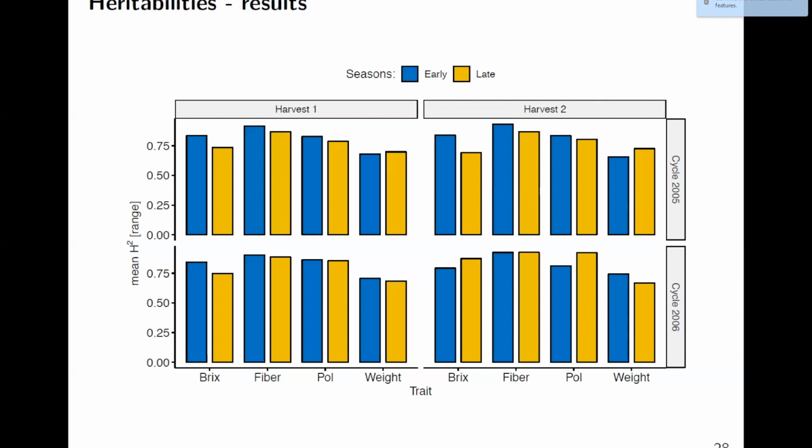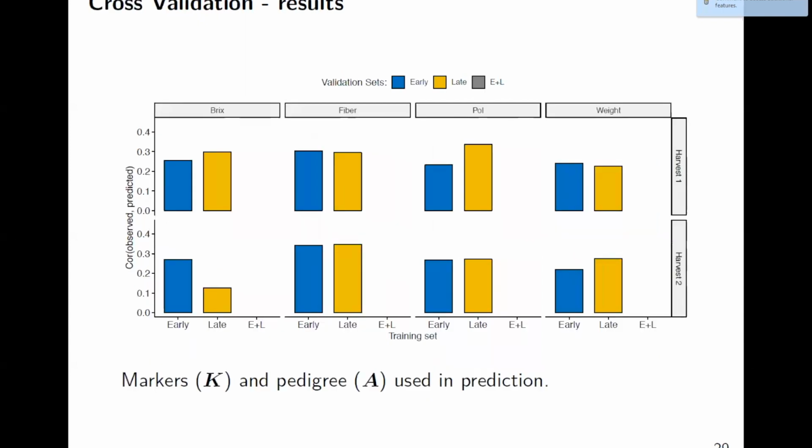In both cases, half the population was phenotyped at the beginning of the season. That's the early set. And then the other half of the population at the end of the season. That's the late season. That's why we have so many combinations of the traits, and I basically consider them as individual traits in this analysis. So here are the first results from cross-validation.